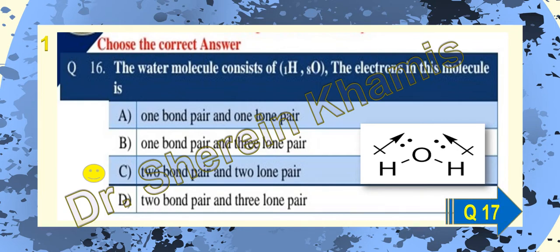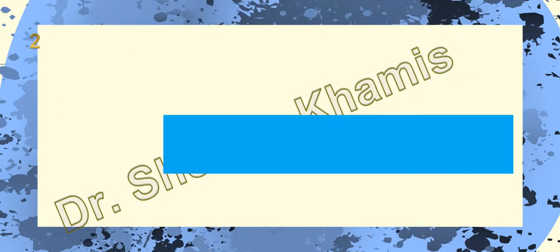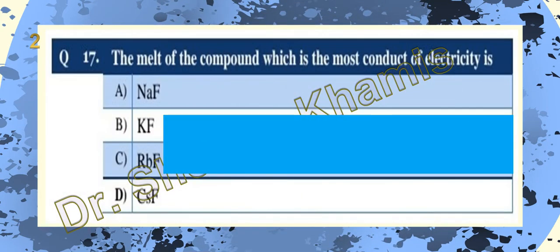Let's go to question 2, or we have the order from 16. Let's go to question 17, which is the second question on the exam. We have the melt of the compound which is the most conductive of electricity. If you want to find the conduction of electricity, we will see the choices here. We have the elements of group 1A forming a compound: NaF, sodium fluoride, potassium fluoride, rubidium fluoride, and cesium fluoride.